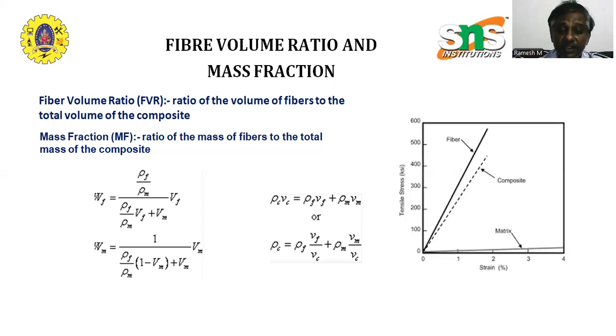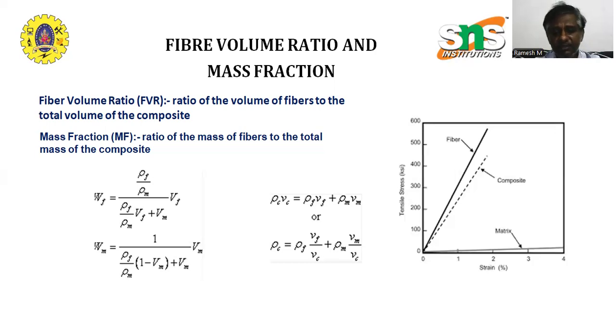Then what are the factors affecting the elastic constants? That should be very important. Same thing, fiber volume ratio. Definitely it affects the elastic constants, as well as mass fraction is also affecting the elastic constants. Then properties of individual constituents, that's nothing but the fibers and the matrix. These individually will affect the elastic constants.